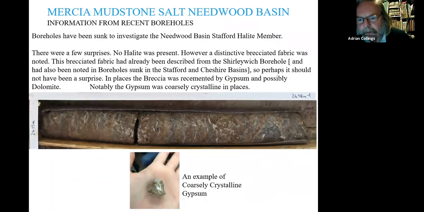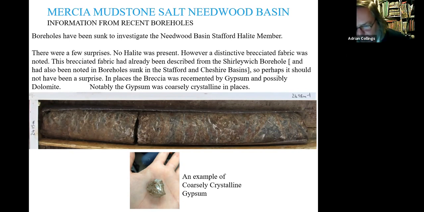Boreholes have been sunk to investigate the Needwood Basin Stafford halite member. There were a few surprises. No halite was present. However, a distinctive brecciated fabric was noted. This brecciated fabric had already been described from the Shoreditch borehole and had also been noted in boreholes sunk in the Stafford and Cheshire Basin, so perhaps it should not have been a surprise.